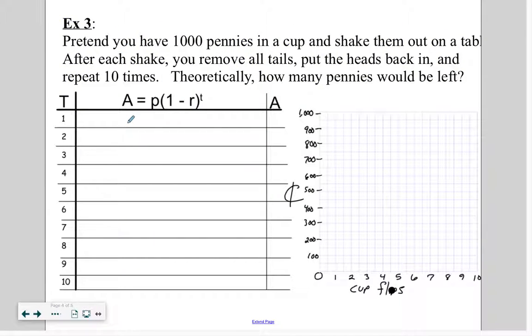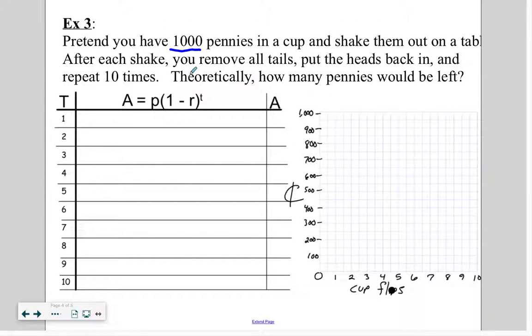All right, let's get a visual on this. Let's pretend. So talking about decay, let's play a little game where we have 1,000 pennies in a cup. Shake the cup, shake them all out. Boy, I don't want to have to do this at first. Not it for picking up the tails. After you shake, remove all the tails.